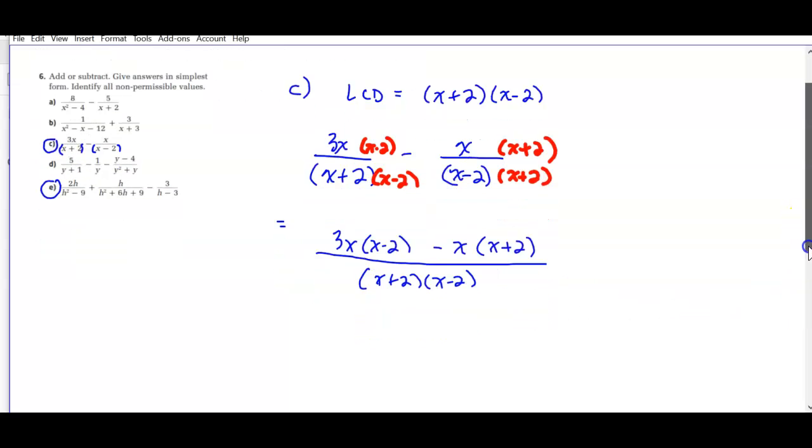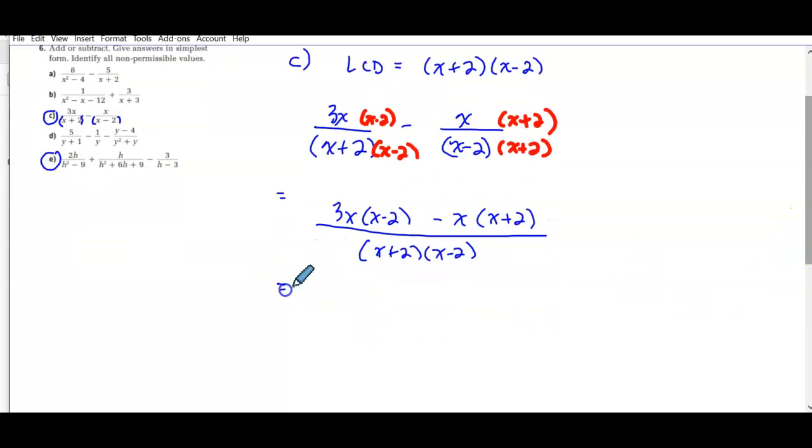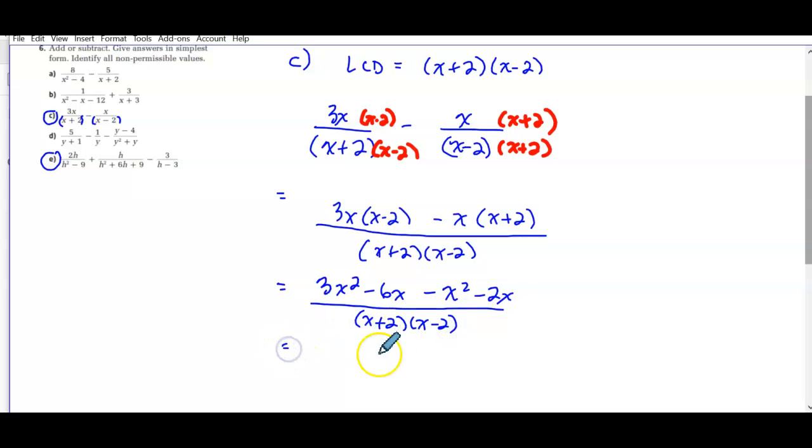Okay, so be careful. Really what we want to do is expand out. So that'll be 3x squared minus 6x minus x squared minus 2x over that denominator. I'm not going to expand the denominator because we want to simplify as much as we can. So we do have to expand out each numerator, then collect like terms. So 2x squared minus 8x, and again, over that denominator.